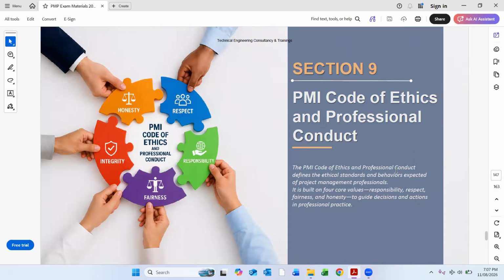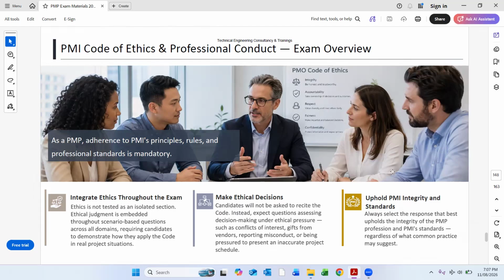As a project manager, we should be responsible. We should have respect. There should be fairness in our decisions, and there should be honesty. As a project management professional, adherence to PMI principles, rules, and professional standards is mandatory. So the ethical standards are there, and the principles should be followed, and the standards should be followed, and it is mandatory.